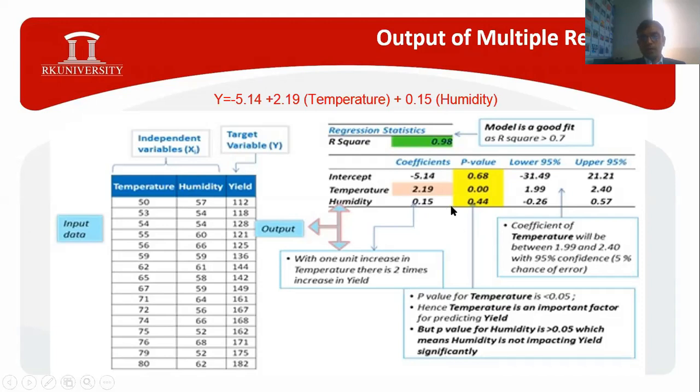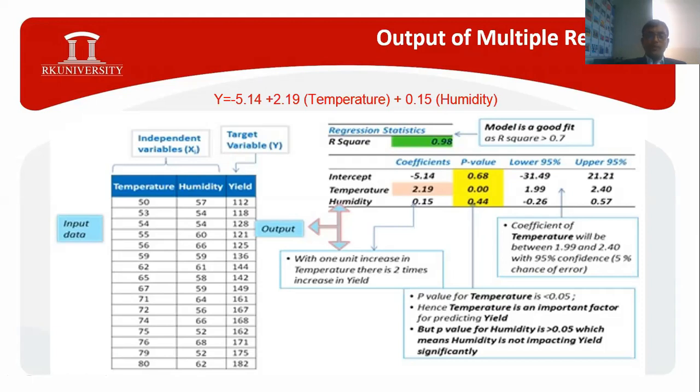So you can also eliminate humidity from this developed regression equation, and it may be possible that it will increase your R square or reduce your standard error. This coefficient represents that with 1 unit of increase in temperature, there is almost a 2.19 times increase in the yield. Whenever one unit of temperature increases, it will increase the yield by almost 2.19 times. So this is represented in the coefficient of an independent variable.